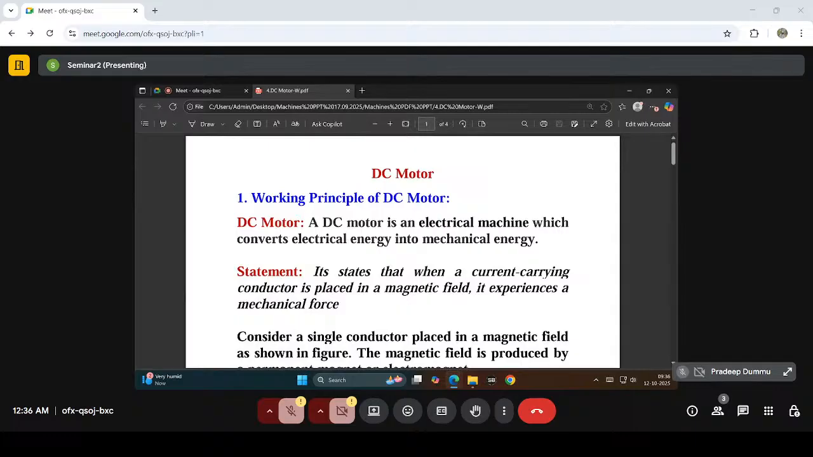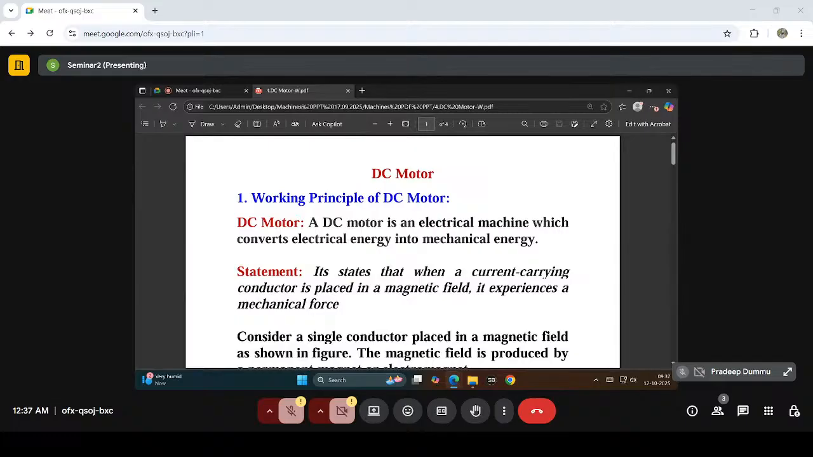It states that when a current carrying conductor is placed in a magnetic field, then only the conductor will experience a mechanical force. Then it will rotate. Whenever we keep a conductor in the magnetic field, the conductor will rotate because of some force. So finally it is called mechanical energy. If it rotates, it is called mechanical energy. So this is the statement.